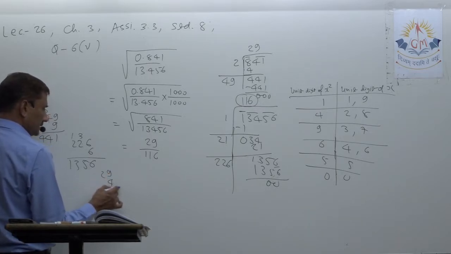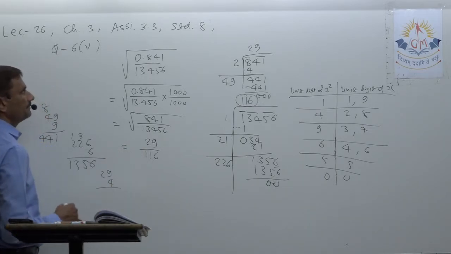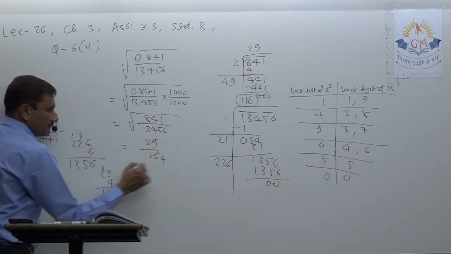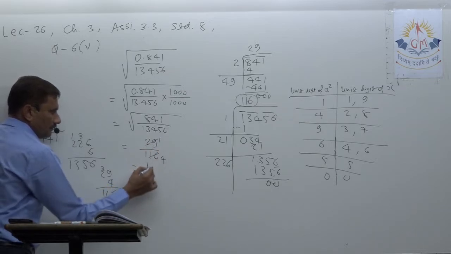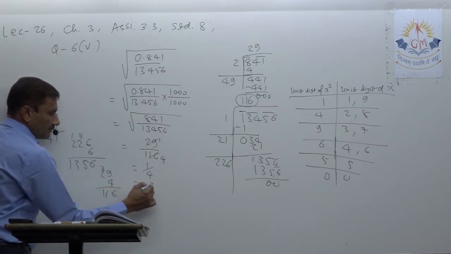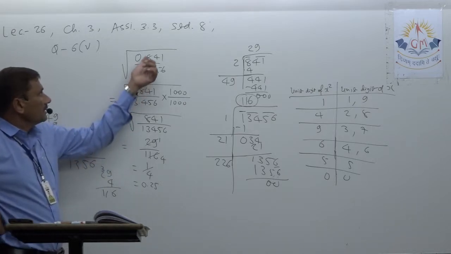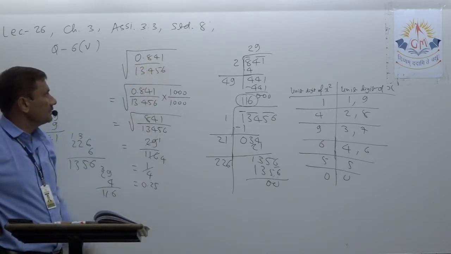29 fours, I am just trying if it is divisible. So 9 fours are 36, 3 4 2 8 plus 3 is 11. Yes, it is divisible. So 1 by 4. 1 by 4 means 0.25. 1 by 4 means what? Fourth part. And even you can divide here also by the cancellation way. You can go ahead.